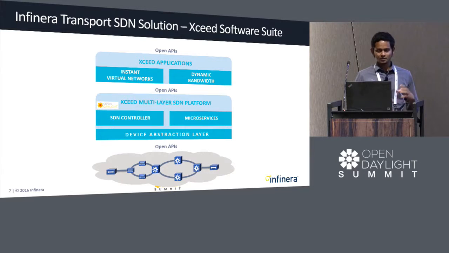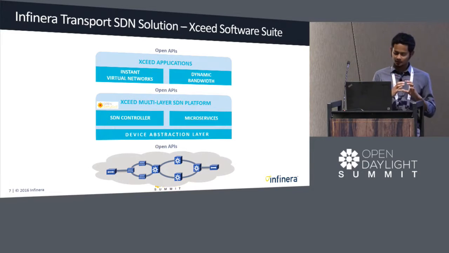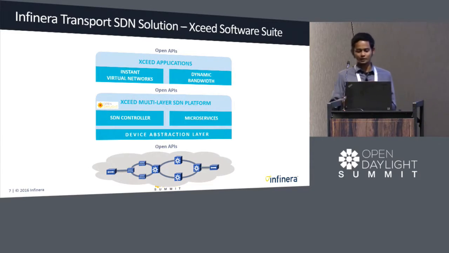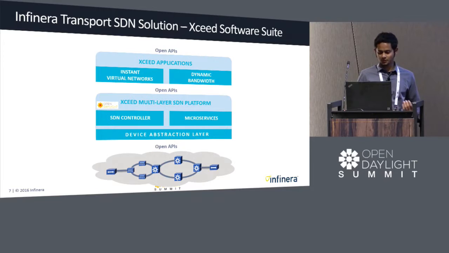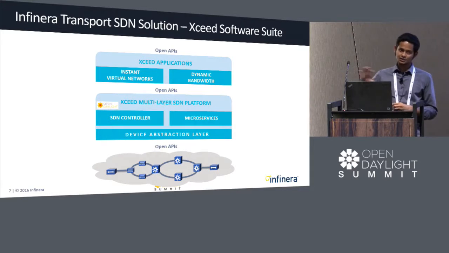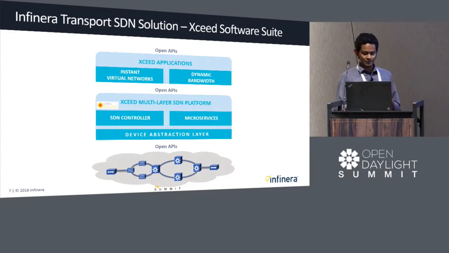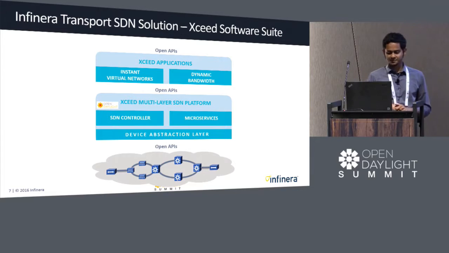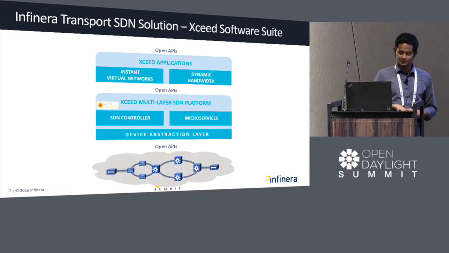And the SDN platform not only includes the SDN controller, but also other microservices that we built on our own. Examples of microservices include the constraint shortest path first algorithm, or CSPF, or even our own PCE layer. All of those are microservices that are external to the JVM, but we integrate with them using some kind of a message bus. And on the southbound, we have a device abstraction layer for programming our devices.